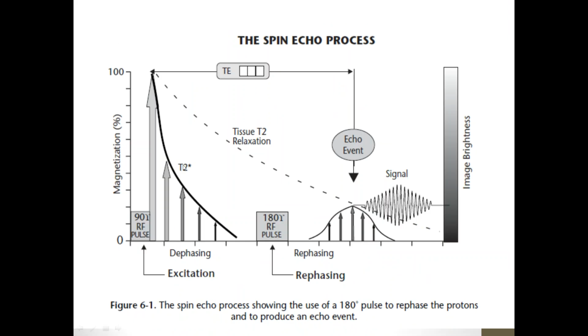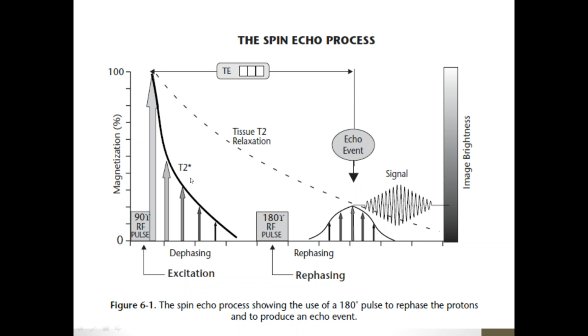Here, this curve is the first curve, without applying the 180-degree pulse. It's called T2 star, or the free induction decay. As I said before, the protons dephase. Here we apply the 90-degree radio frequency pulse. The MXY is higher, then starts to dephase, the protons dephasing, and reaching zero.